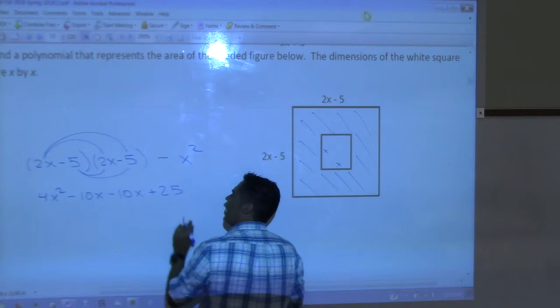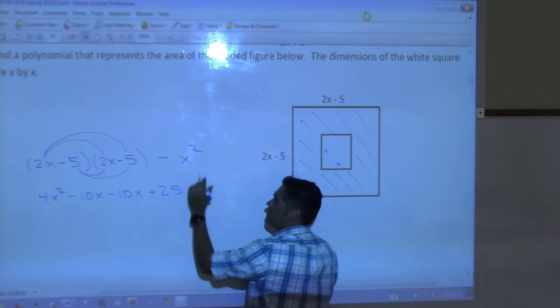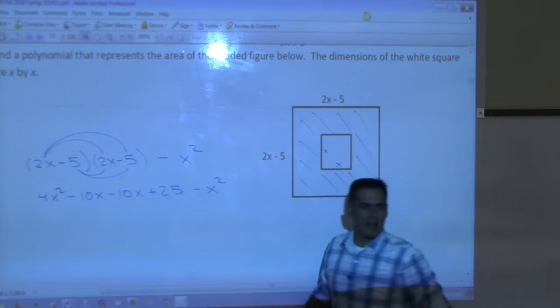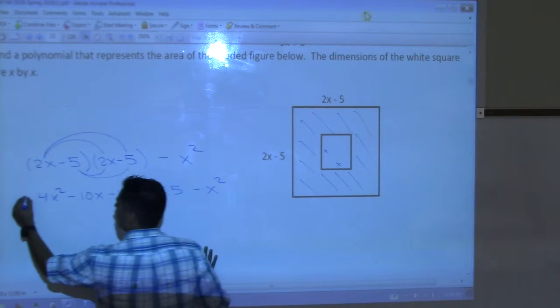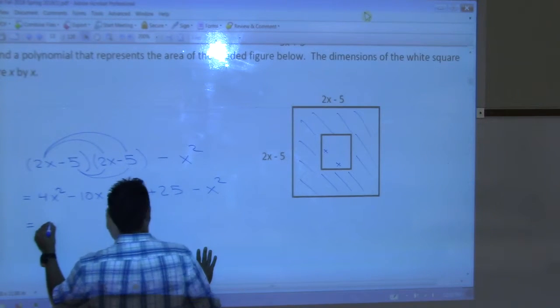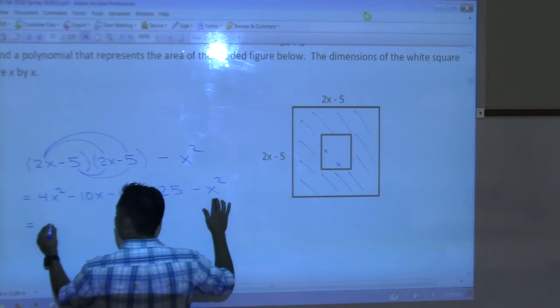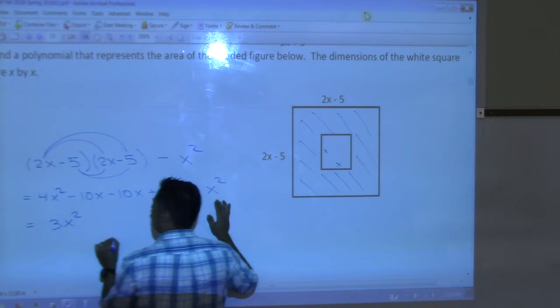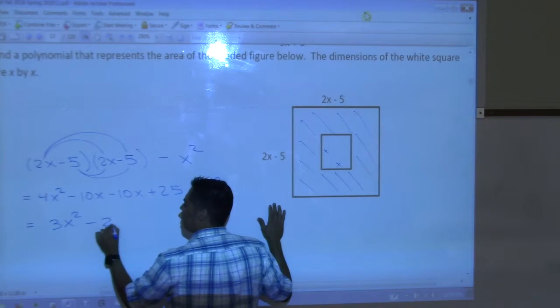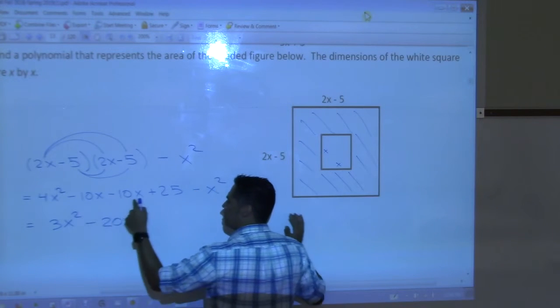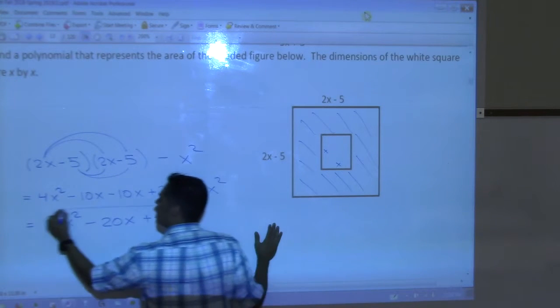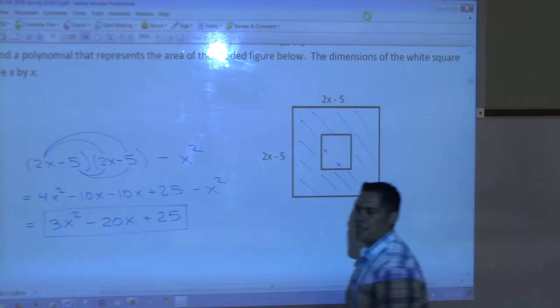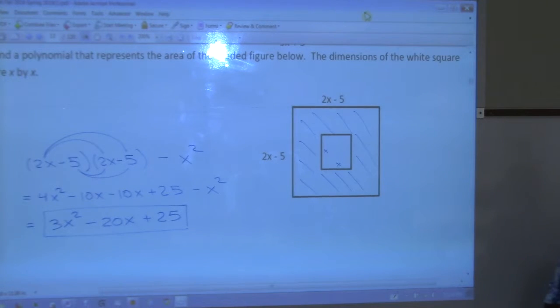25. And then we still have minus x squared. Is that clear to everyone, where all that came from? Okay, now collect your like terms together. How many x squareds? 3? We had 4 and then take away one of them, so 3x squared. We have minus 20x, that's the negative 10x minus 10x, and then plus 25. So this is a polynomial that represents the area of that shaded region.